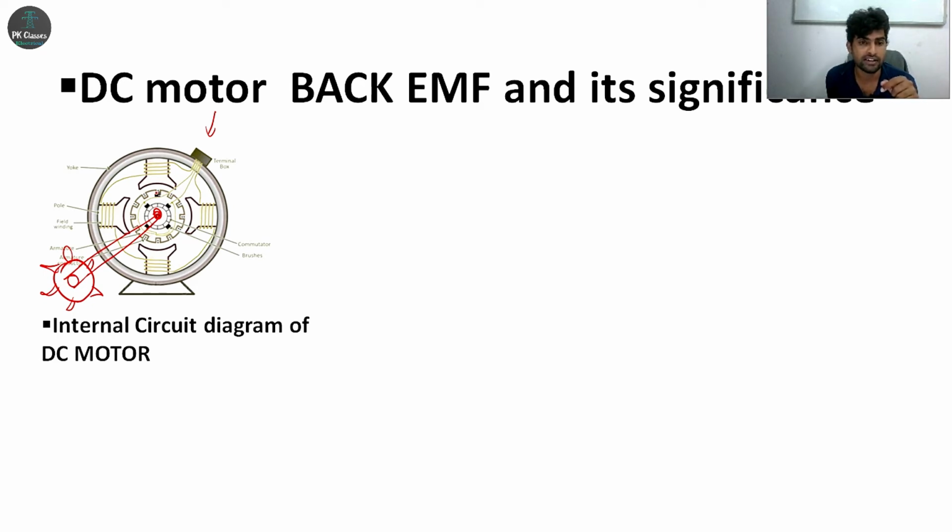So the conductor is present in the rotor and the magnetic field is present in the stator, right? So when the conductor cuts the magnetic field, what happens? It induces EMF. That induced EMF is called the generated EMF. The equation is PφNZ by 60A. Already we derived this equation in the generator section.